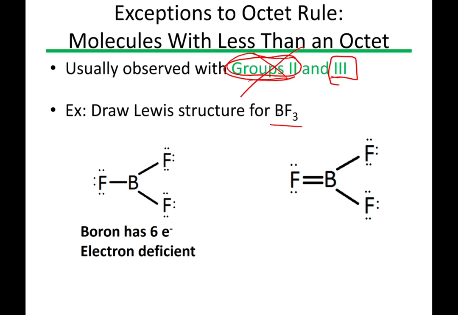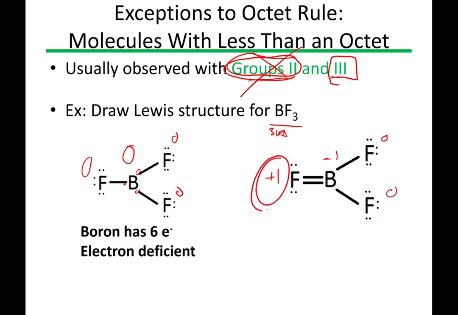If we look at the formal charge, boron is in group 3A, so it has 3 valence electrons. So here it would have a formal charge of 0, and all these fluorines would be 0. Whereas in this case, it would have a formal charge of -1. This fluorine would be +1, and these would both be 0.